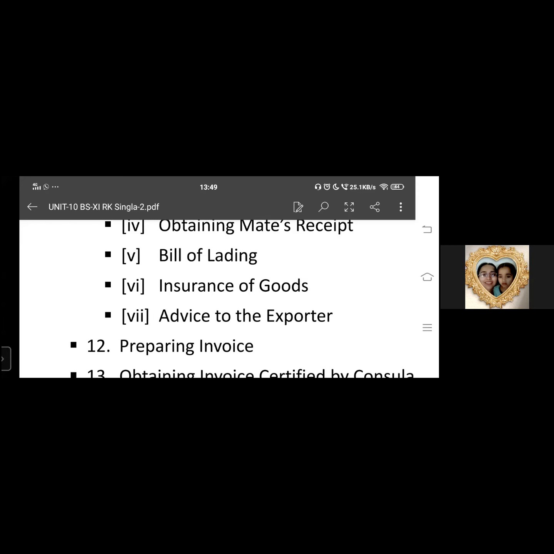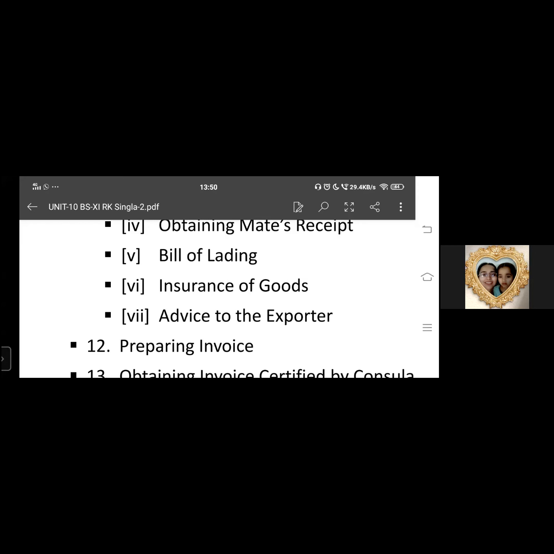Then sixth point is insurance of goods. Forwarding agent makes inquiries from various insurance companies, and after a thorough check, the most suitable company is instructed to issue the marine insurance policy. Okay, and seventh point is advice to the exporter.